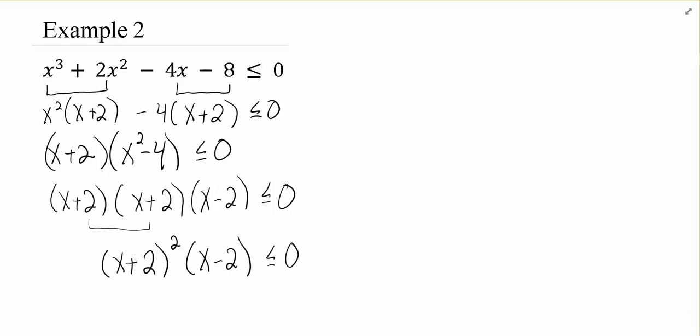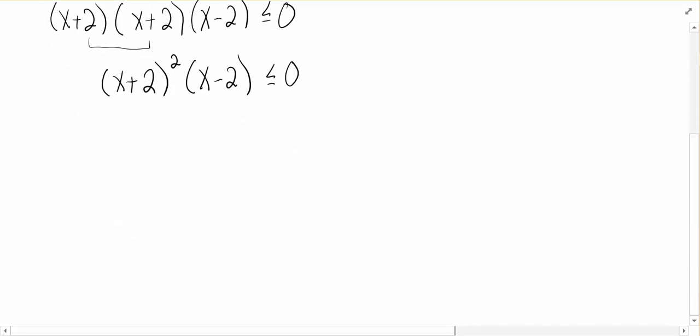Now I have a factor that's squared, so I'm not going to be able to use my alternating trick. But let me show you what happens here. Now that I have this in this factored form, what are the two values that would make this equal to 0? Negative 2 and positive 2. We're going to use closed circles this time because the inequality sign has an or equal to.